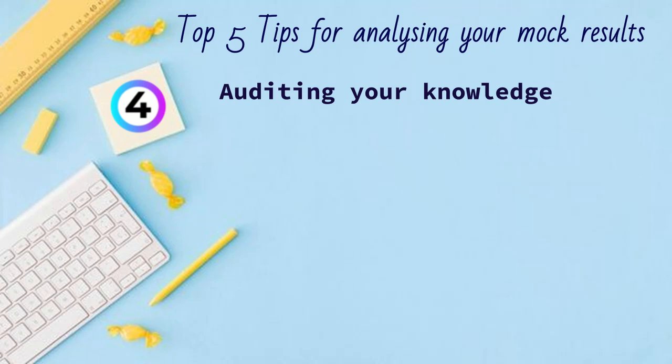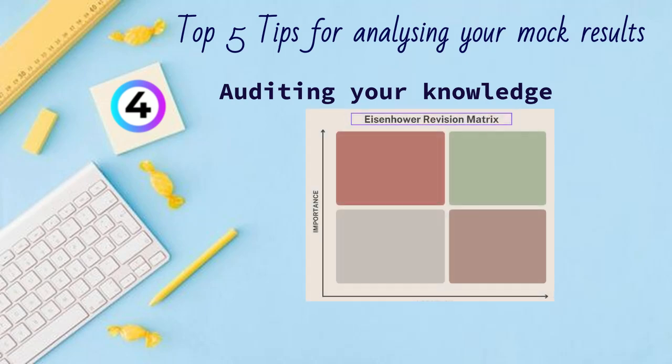A useful tool to help you manage this process is the Eisenhower matrix, which prioritizes based on urgency and importance. Here's how you can apply it to your revision. Important and urgent. These are your weakest topics, especially those central to the subject.